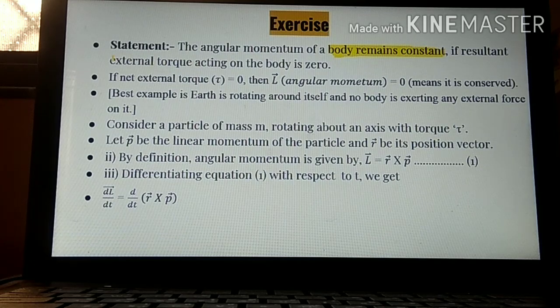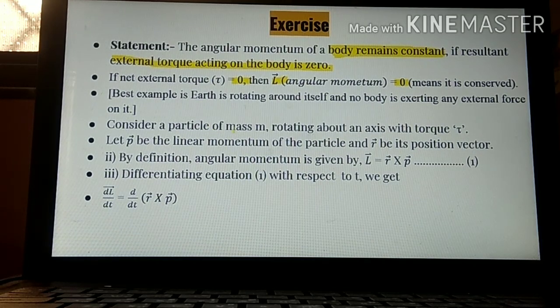Whenever the resultant external force acting on the body is zero. So if the external force acting on the body is zero, it means angular momentum is conserved. You can take a daily life example: Earth is rotating around itself and no body is exerting any force on it. So we'll be starting with the derivation.